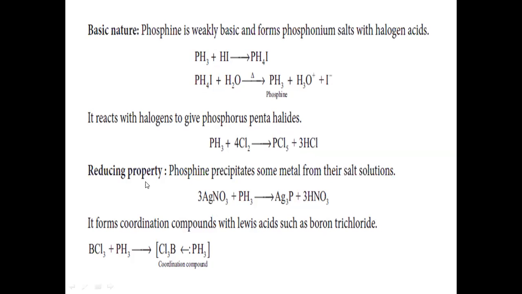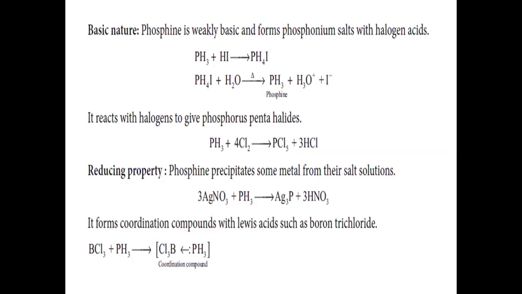Next one is the reducing property. Phosphine precipitates some metals from their salt solution. Here we are taking silver nitrate, which reacts with phosphine to give silver phosphide. The silver phosphide is precipitated, and HNO3 is formed.